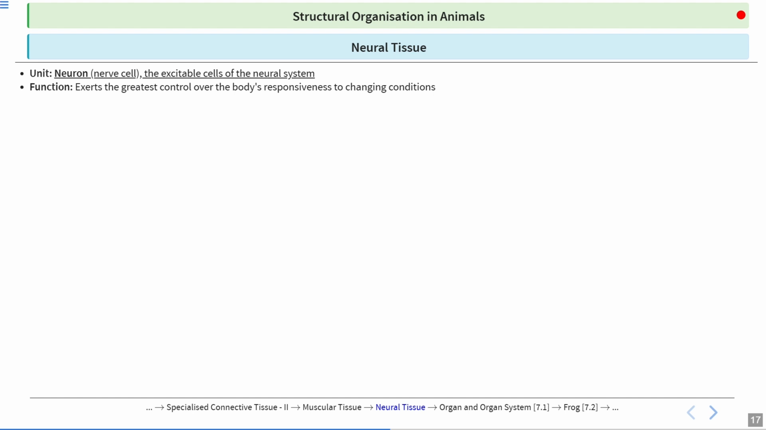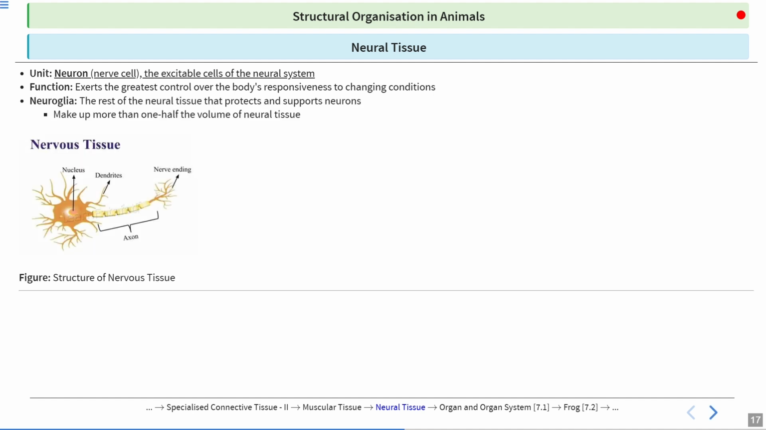So if you see the neuron cell, we can see the structure here. First of all, this is the cell part that has the nucleus, and we have the different dendrites. One of the dendrites, you can see, is longer than the other ones, and that is called the axon, and at the end there are nerve endings. Many neurons like this are joined together to form the nerve fibers.